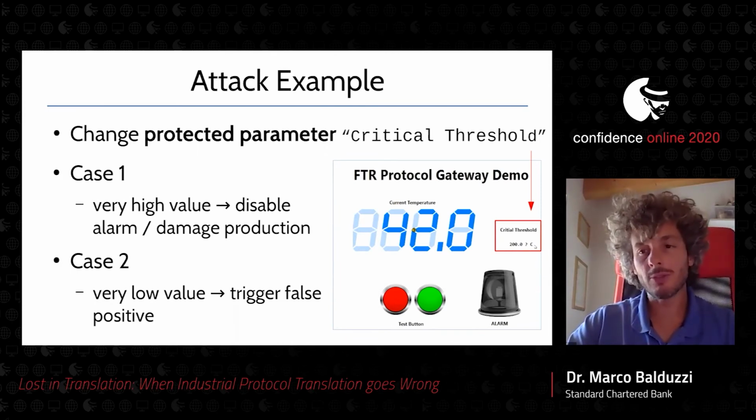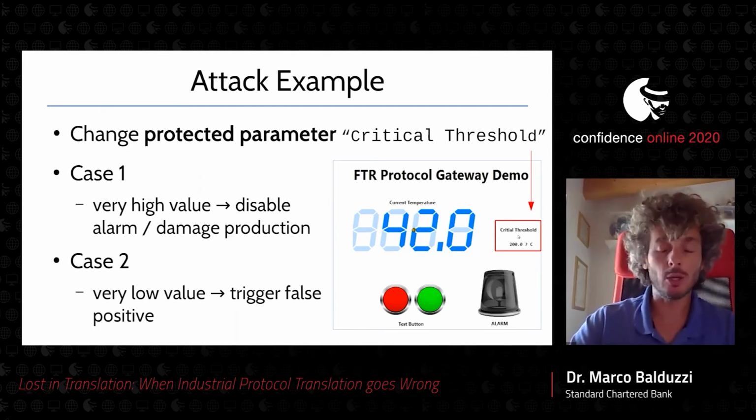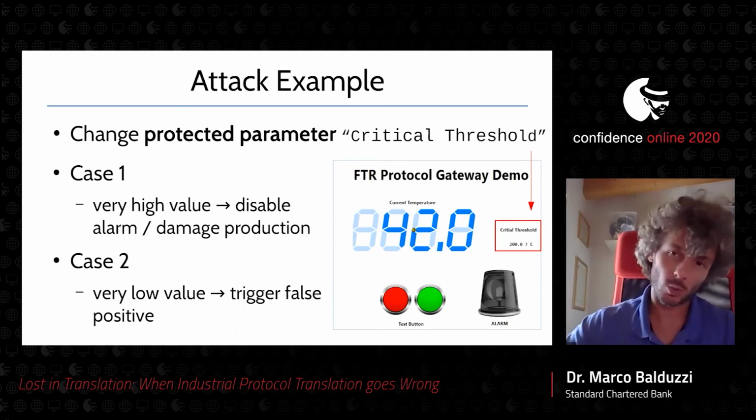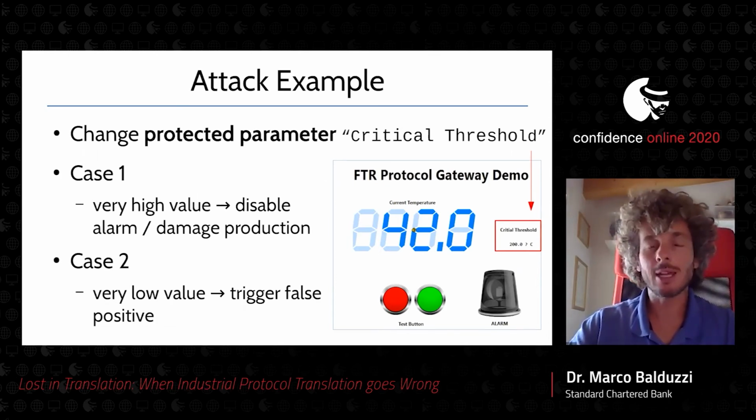So we assume that this critical threshold is a protected parameter. There is no way to change such a value, because we don't want someone to tamper with this critical value. One way in which this is implemented is via an ICS firewall.